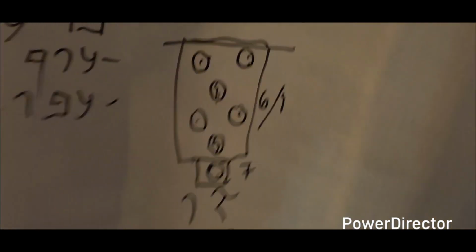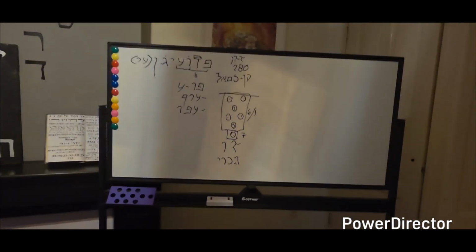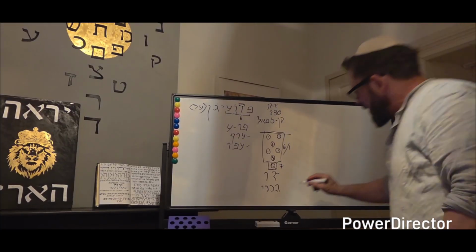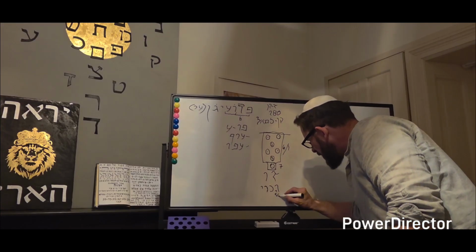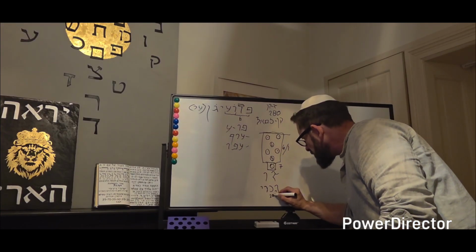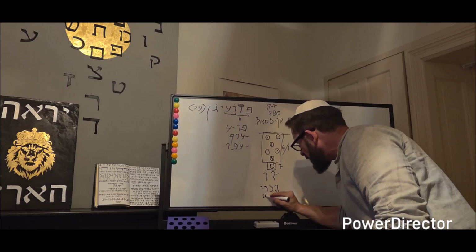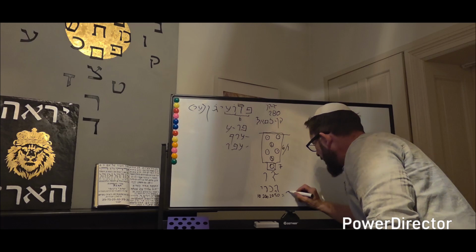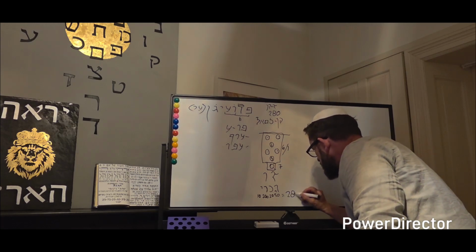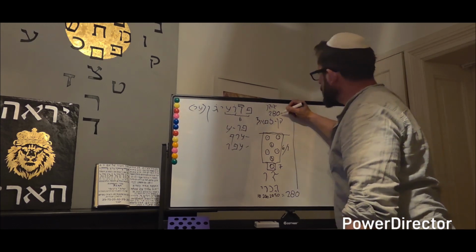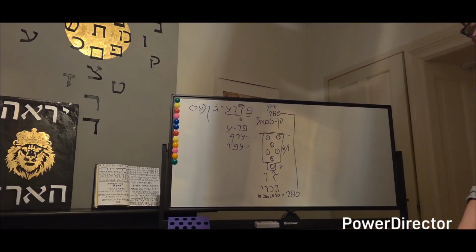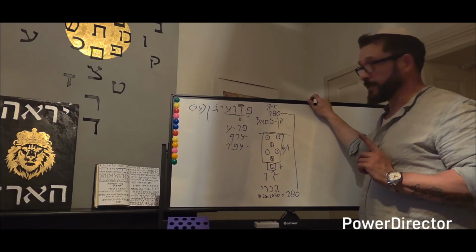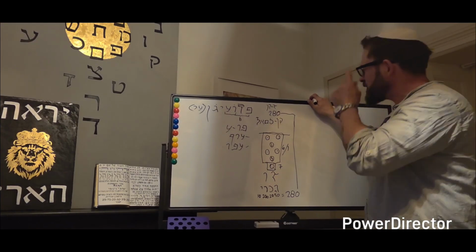Okay, so that's Nochri. And now, guess what the Gematria is of Nochri? Nun is 50. Kaf is 20. Reish is 200. And Yud is 10. It is 280, equal to bulls. No such thing as coincidences. I'll keep repeating that. There's no such thing as coincidences.